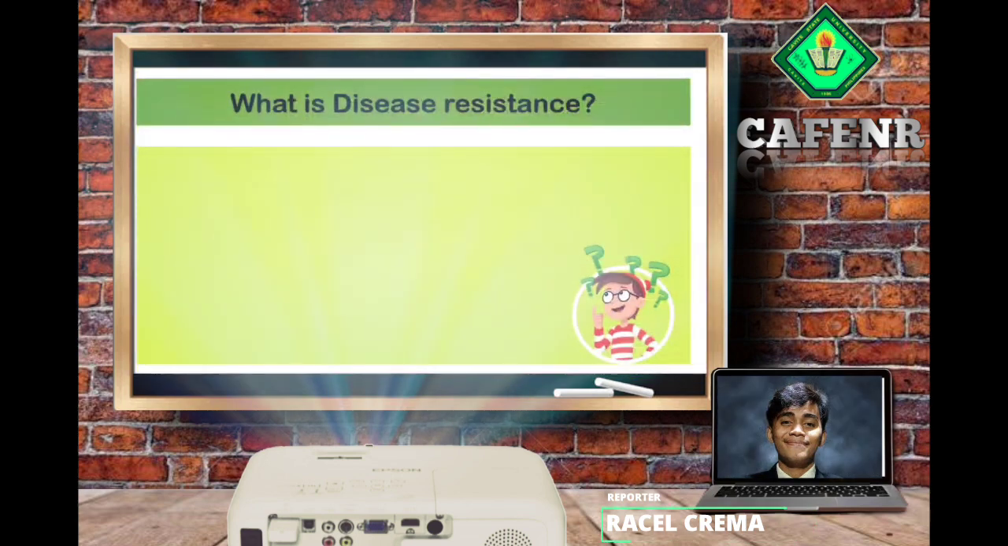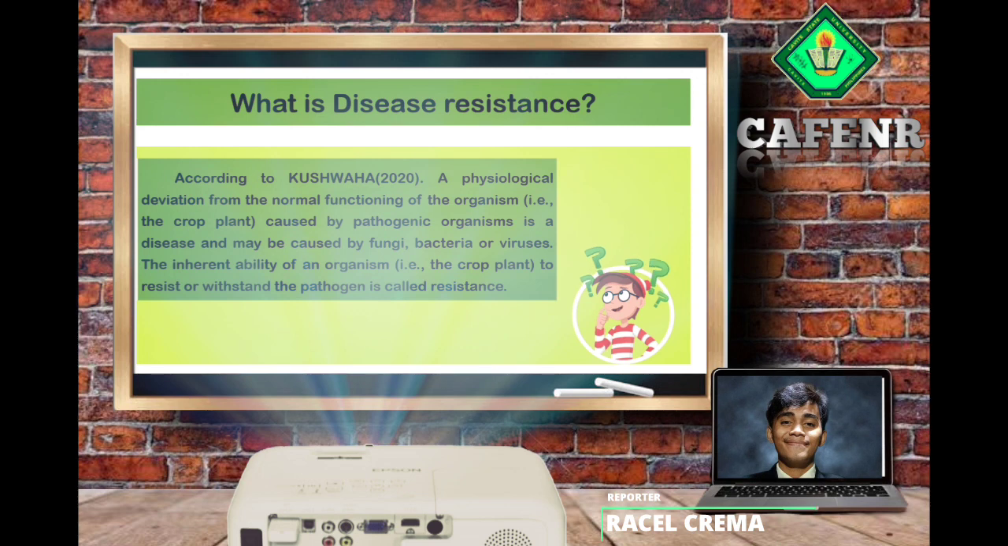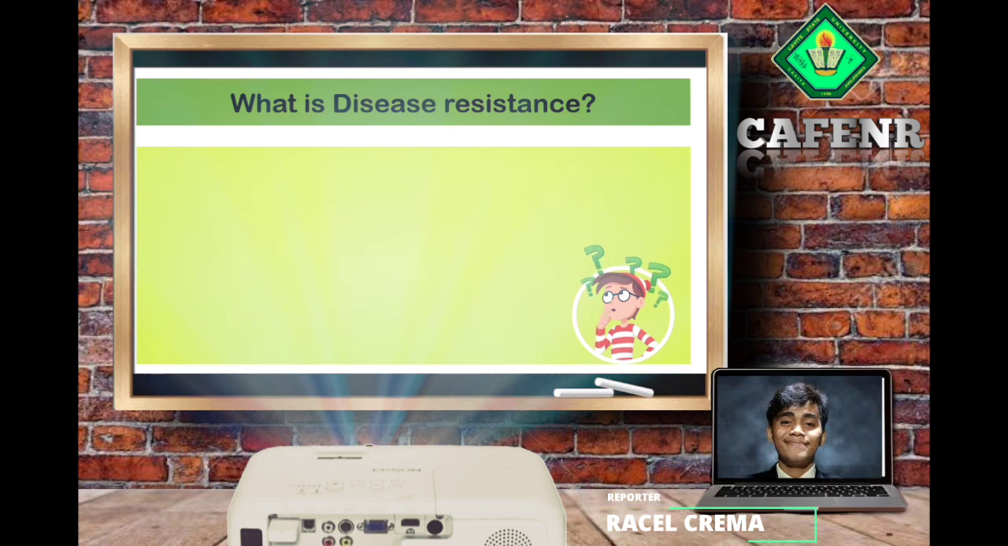What is disease resistance? According to Kushwaha 2020, a physiological deviation from the normal functioning of the organism caused by a pathogenic organism is a disease, which may be caused by fungi, bacteria, or viruses. The inherent ability of the organism to resist or withstand the pathogen is called resistance.